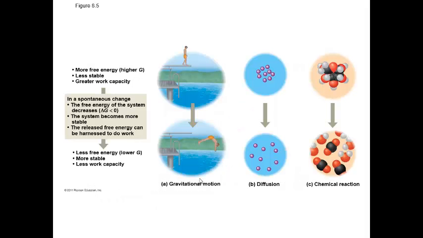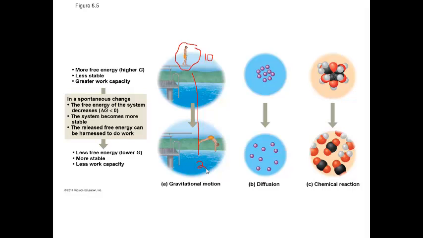Here we see some basic examples. We have a diver on the top of a diving board. When he's on the top of the diving board, he has lots of potential energy. Let's say we give him an energy of 10 units, whatever those 10 units actually are. He dives off the diving board, lands in the water, and now he has a lower amount of energy. He only has 2 units of energy.